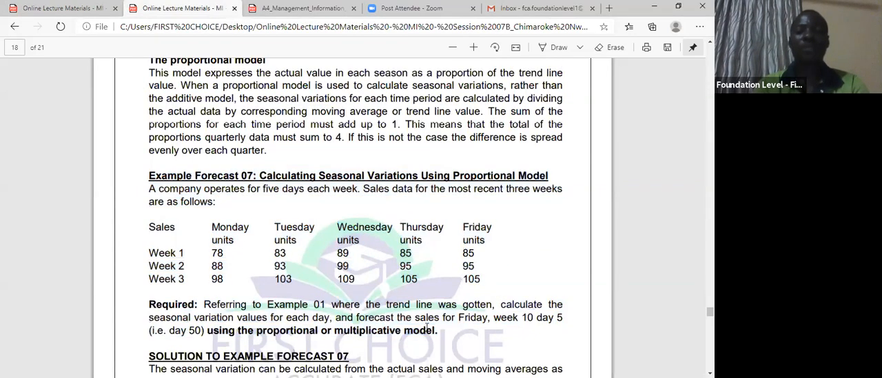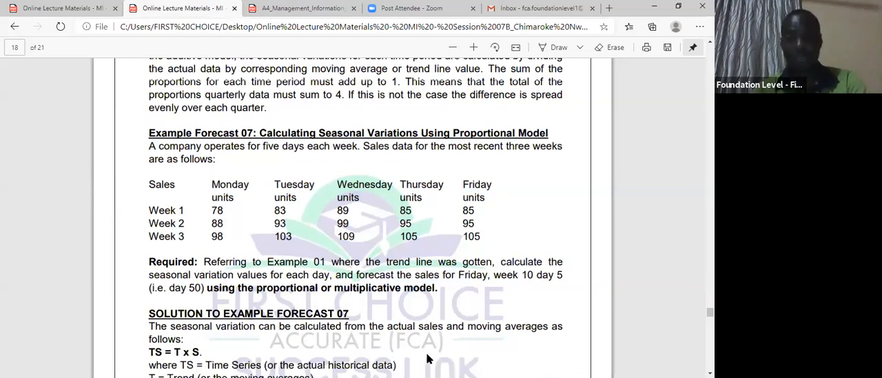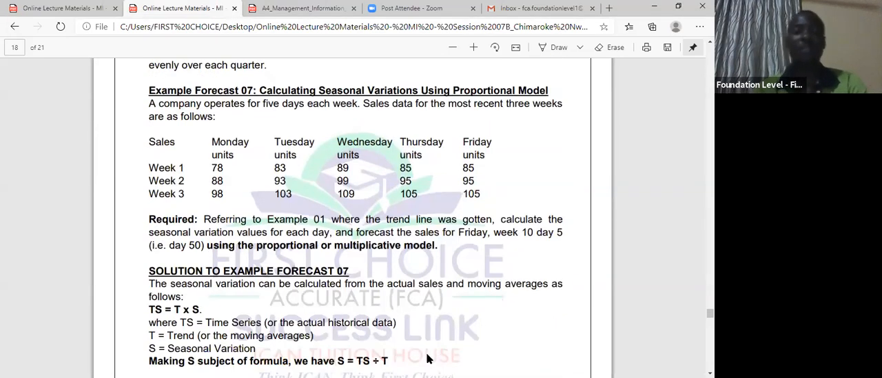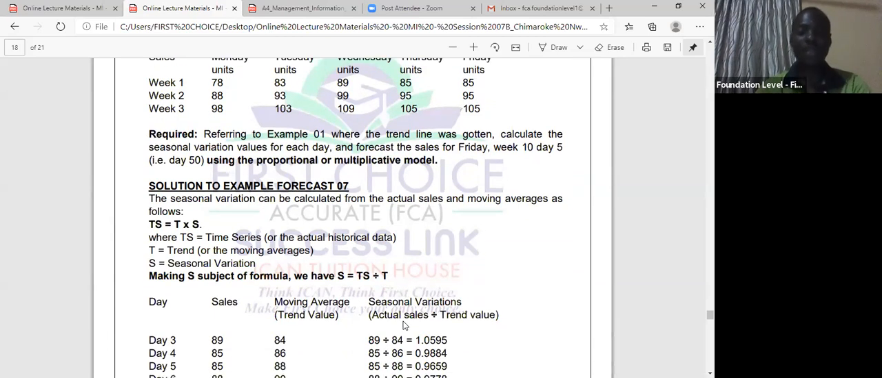Now, we are told that we are going to be doing the same thing using the proportional or multiplicative model. So what do we do? We don't need to do example 1 again because we've gotten our trend using example 1. If they ask you to do this, you must do everything you did in example 1 to get your trend. After getting your trend, you will start doing this.